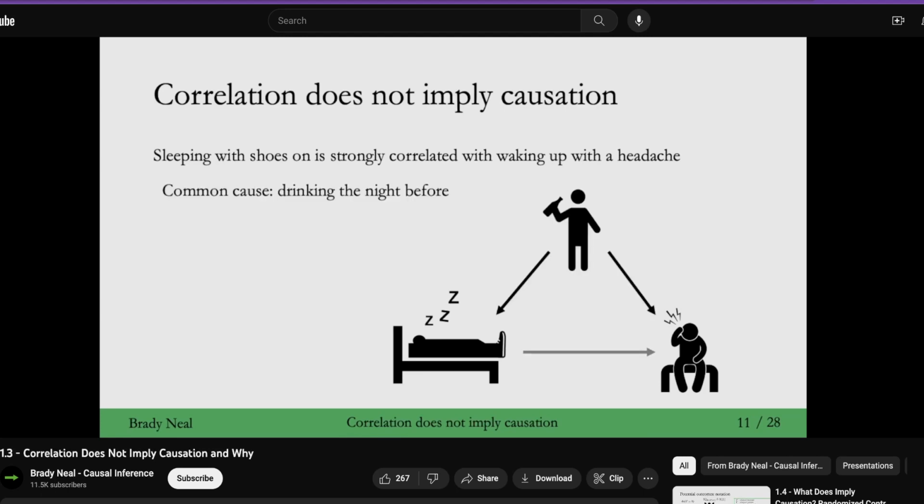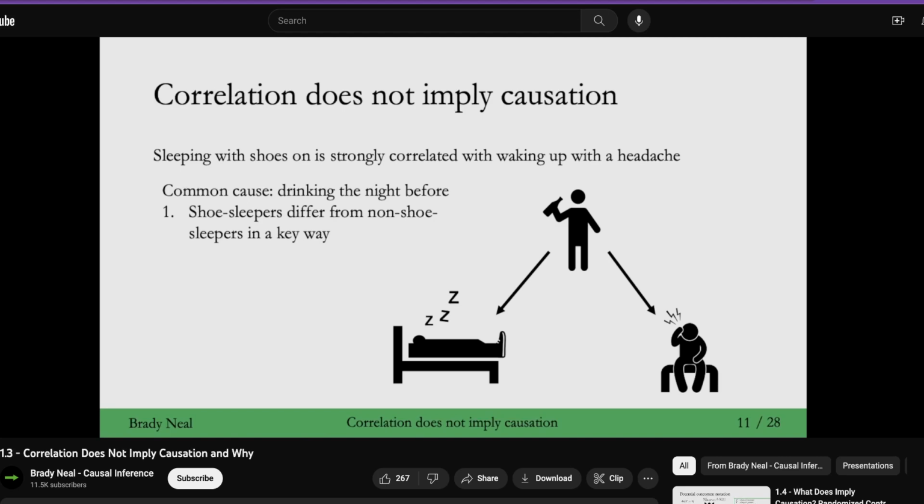But what if in your data you also have information that most of the people who were going to sleep with their shoes on were also drinking pretty heavily the night before? And those same people were the ones waking up with a headache. Then you might think, oh, okay, the only reason that we're seeing this association between the two is because there's a common cause, which is drinking the night before. And there's sort of 2 ways to resolve in your head why shoe sleeping is so strongly correlated with waking up with a headache. And the first is that, consider 2 groups of people.